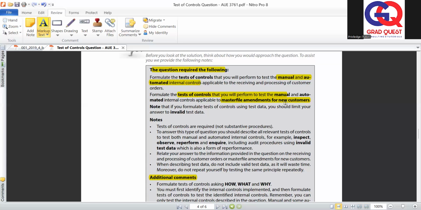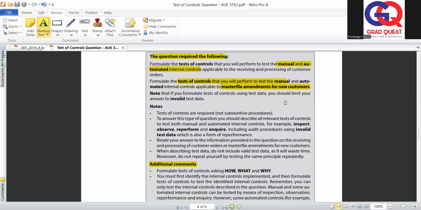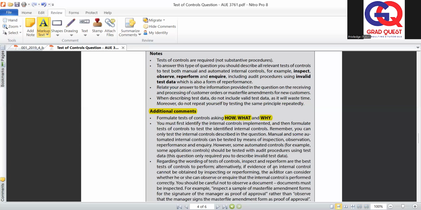Very important. Ideally, in all respects, a test of control should have a how, a what, and a why. It's very important for you to understand what is the how, what is the what, and what is the why in the context of a question. Usually the how, colleagues, is the action verb. It describes the action that the auditor is going to perform in order to collect the relevant audit evidence.